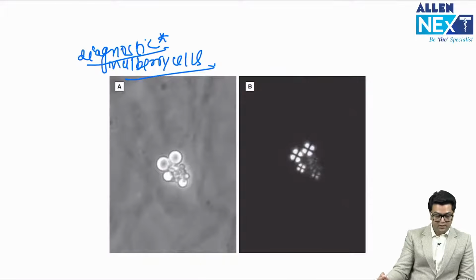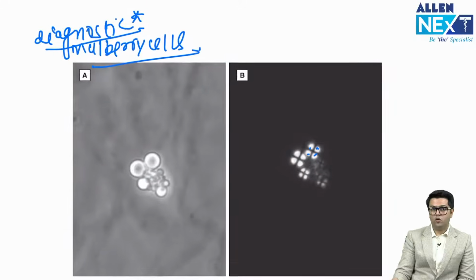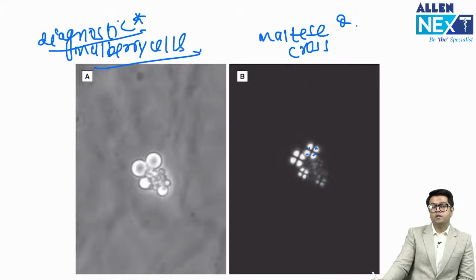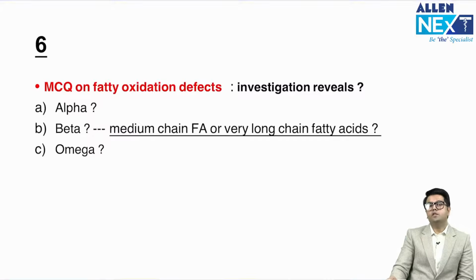So guys, Maltese cross, yes, someone has written Maltese cross, and this is the Maltese cross, as you can see. This cross is called Maltese cross, but this is not specific for this particular disease, but yes, this is a famous sign for this disease and already part of MCQs. This was due to the birefringence of these mulberry cells or the lipid droplets under the polarized microscope, dark field polarized microscope. Clear guys? So these are all the lysosomal storage disorders that you should be able to identify and answer in the exam.